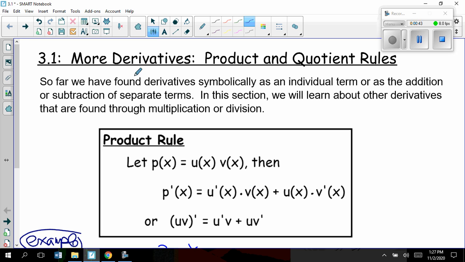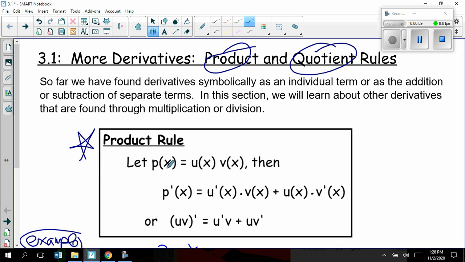Okay, so in this chapter we are going to learn something called the product rule and the quotient rule. By product we mean we're multiplying things, and by quotient we're dividing things. So here is going to be your product rule.